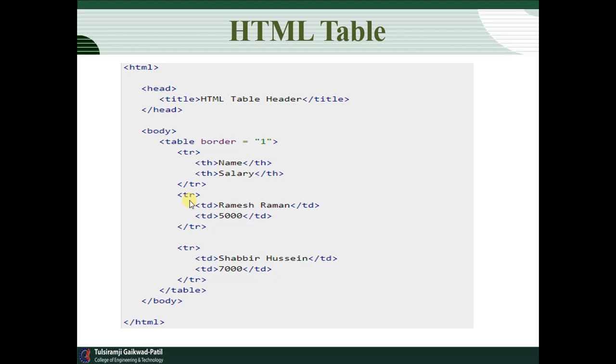Here you may observe Ramesh and Raman. Here we open the td tag and close the td tag. Under that again we have the salary. We open the td tag and close the td tag, and we have completed the second data also. First we created the heading, inserted the data, and inserted the second row.